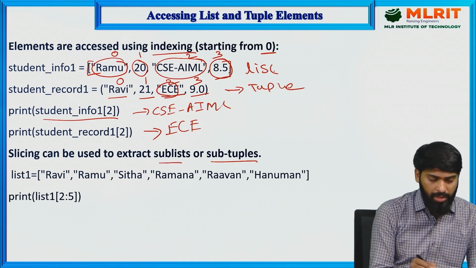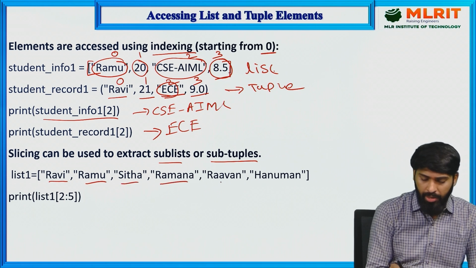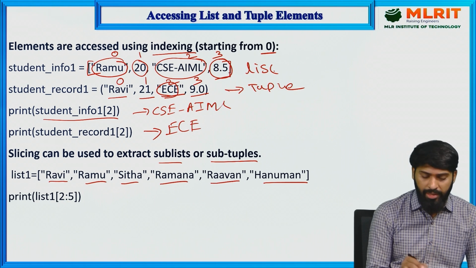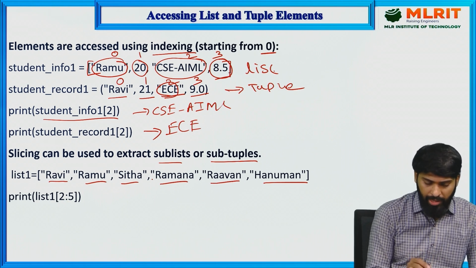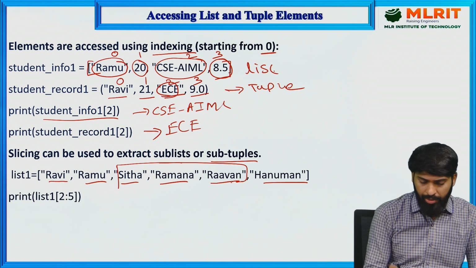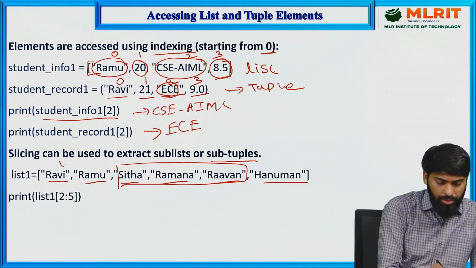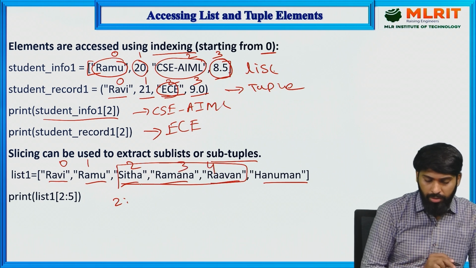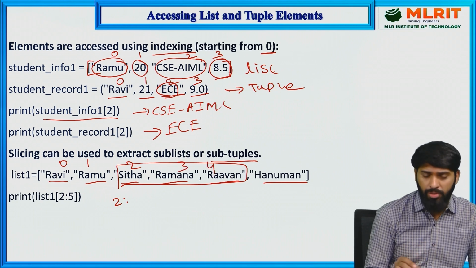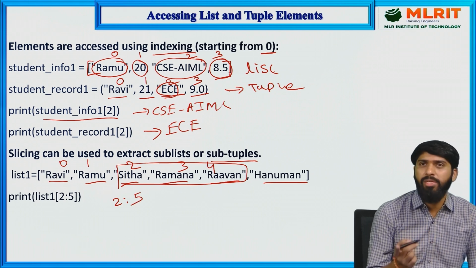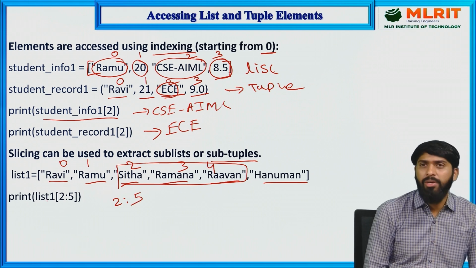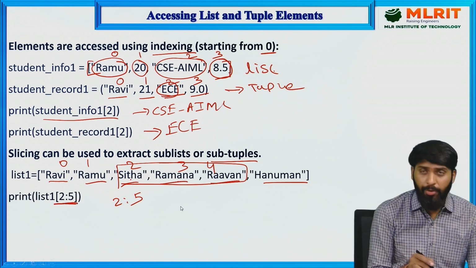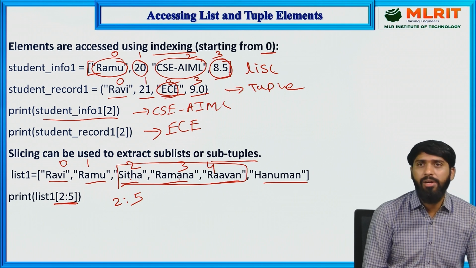For example, this is the list Ravi, Ramu, Sita, Ramana, Ravan, Hanuman. Now from this, I want to extract a sublist, for example from Sita to Ravan. Now what is the starting index? 0, 1, 2. Index is 2. I want up to 4, so I specify 5 here, 4 plus 1. Now print list 1 of 2 colon 5. So this is the slicing operator. Now it prints Sita, Ramana and Ravan.